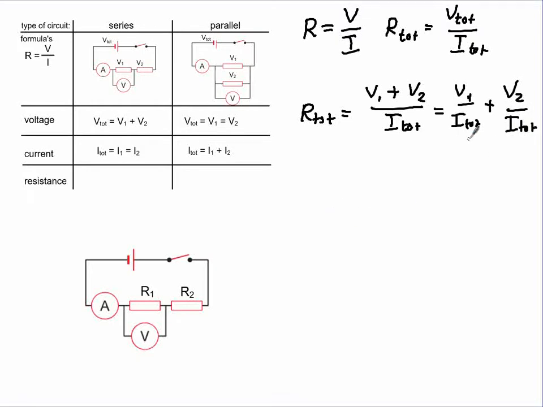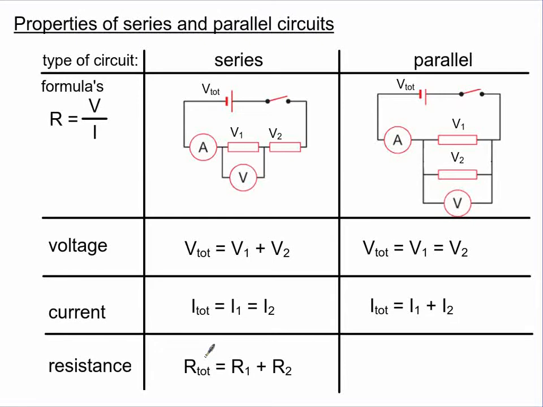Now what do we know about the total current? These are just the same for the two separate resistors. So we can write this as R total equals V1 divided by I1 plus V2 divided by I2. And you can recognize this as the resistance of resistor 1 and the resistance of resistor 2. So we can write this as R1 plus R2. Let's fill this in our diagram. So for a series circuit, the total resistance is just the sum of the two separate resistances.